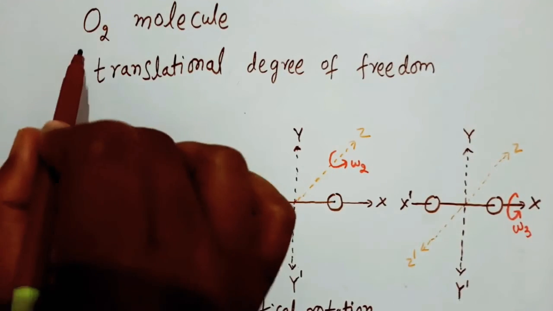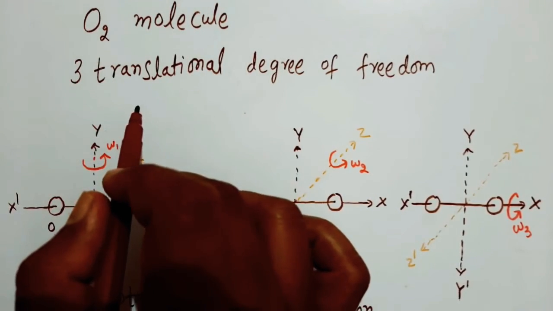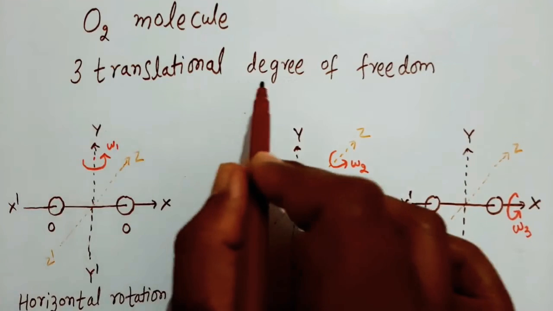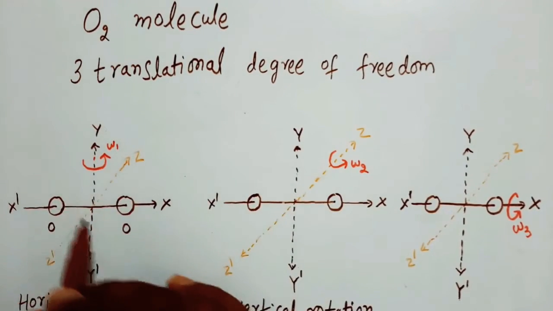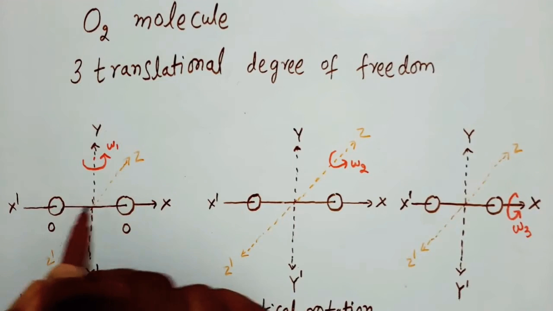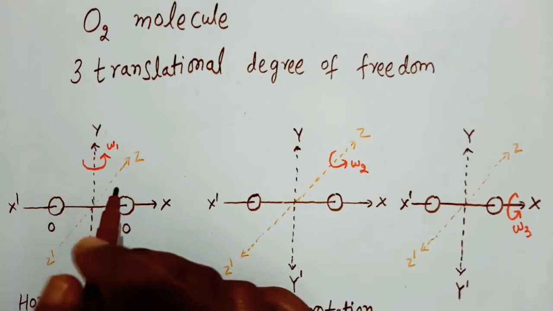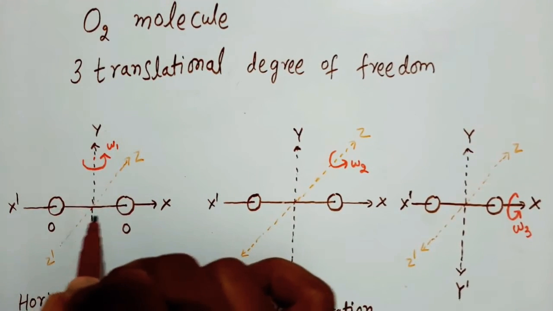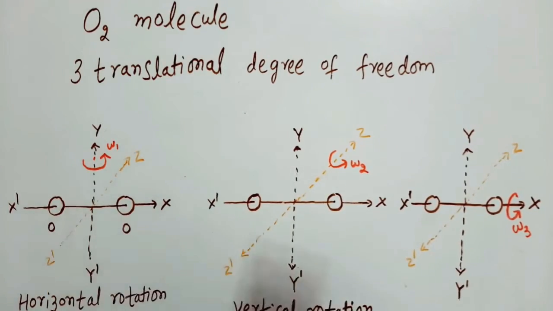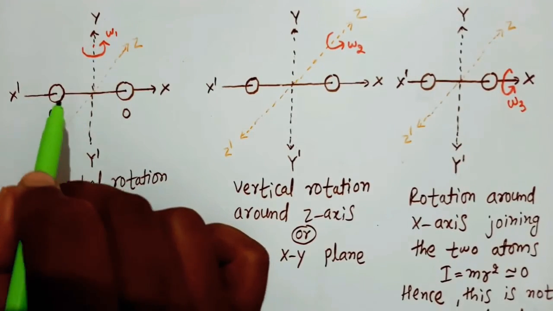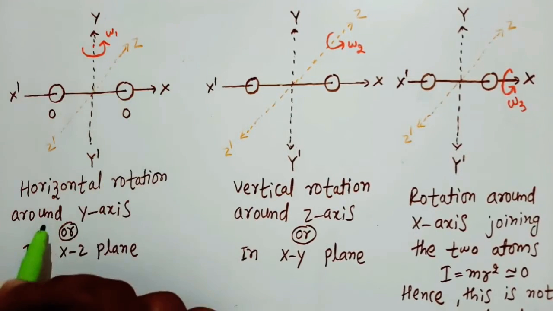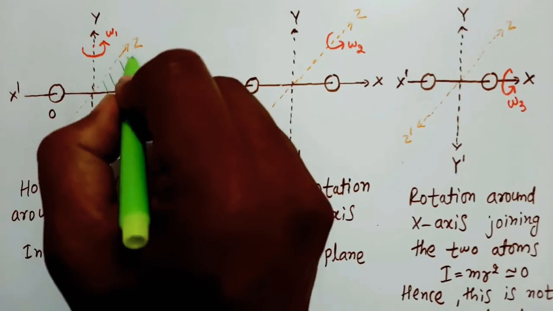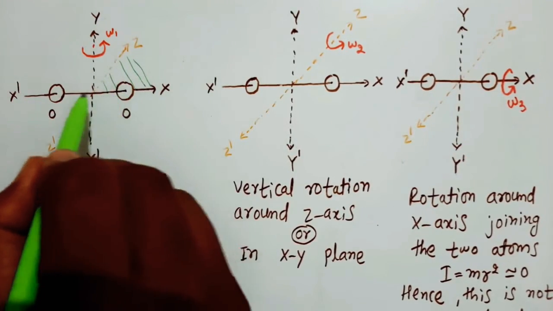Let us consider an oxygen molecule. It is a diatomic molecule. It has 3 translational degrees of freedom. It can also rotate about an axis passing through its center of mass. So, in addition, it has 2 rotational degrees of freedom. Let us see. See here, the oxygen molecule rotates about the y-axis or in the xz plane. So that is a horizontal rotation.